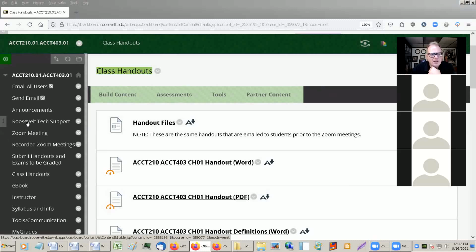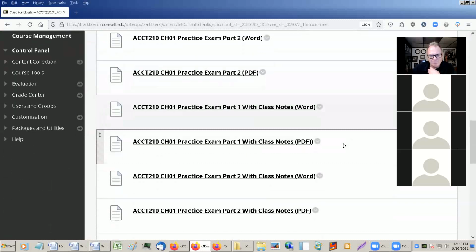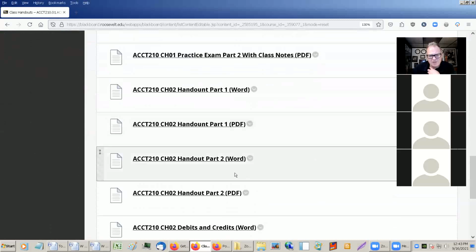But yeah, if you didn't get the handout, go to class handouts, and then go down to chapter 2, handout part 2. It is the same one we used last time, so if you were here last class, it should be the same.